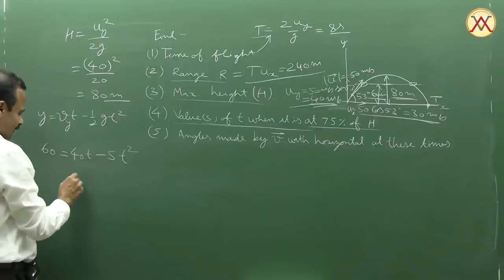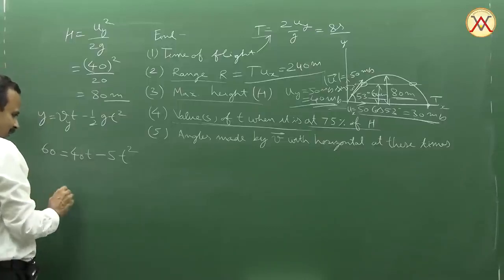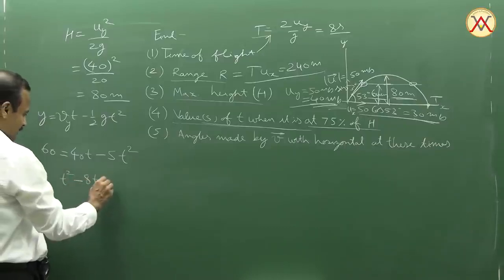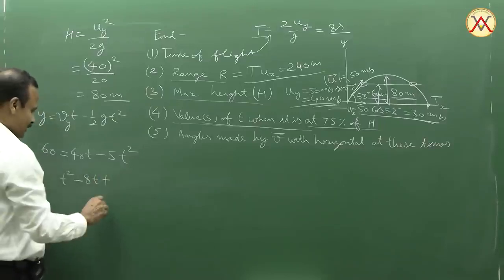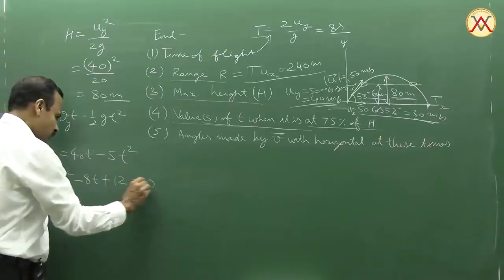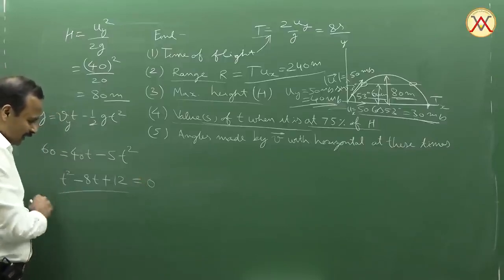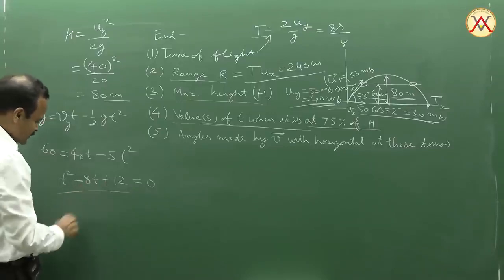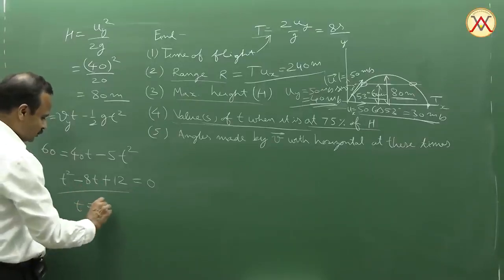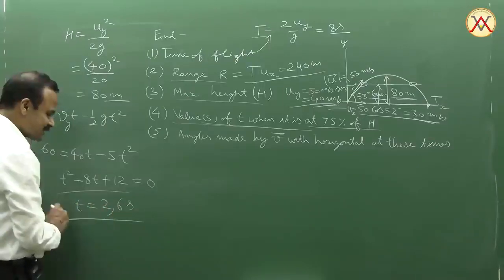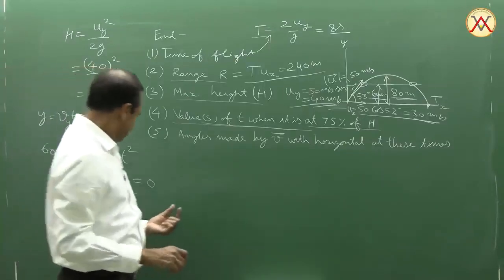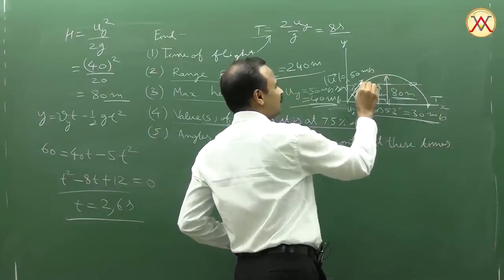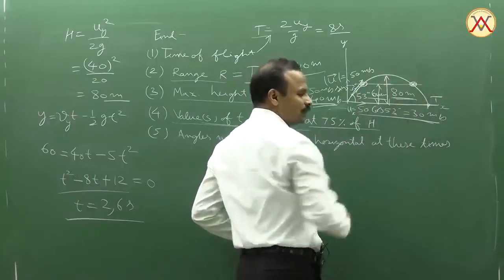If we cancel out 5 and take it onto the left hand side, it is t square minus 8t plus 60 by 5 is 12 equal to 0. And you can easily factorize this. 12 is 6 into 2. So you will get two solutions as t equal to 2 and 6 seconds. Now obviously when the path is like this, first it is here, this point is your t equal to 2 seconds and the other point is t equal to 6 seconds.